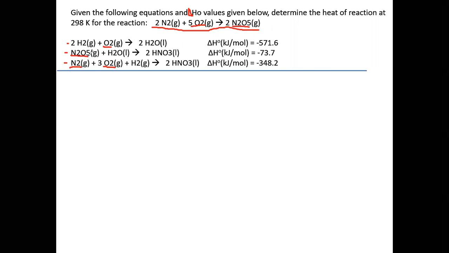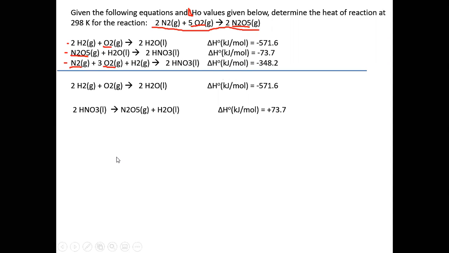So when you're dealing with what's called Hess's Law, one thing you can do is flip an equation, which changes the sign. So if I do that, I flip the second equation because I wanted to put N2O5 as a product. So now we've done all the flipping that needs to be done.